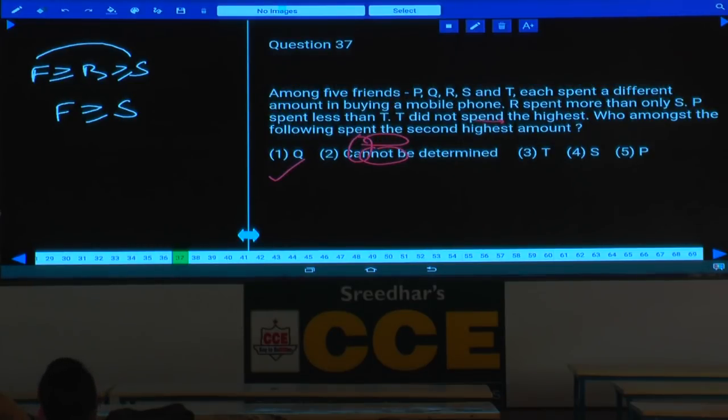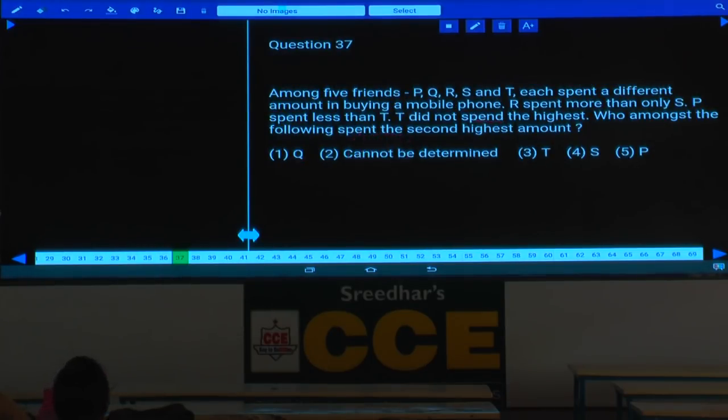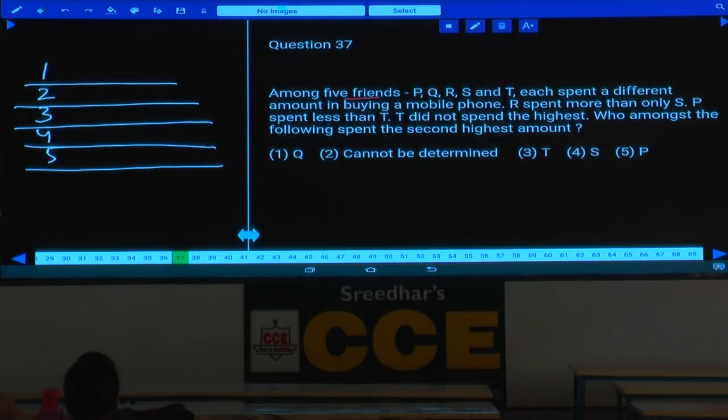Then question number 37. Now in this question number 37, among 5 friends, P, Q, R, S and T, each spent a different amount in buying a mobile. And so how many persons do we have? 5 persons, 1, 2, 3, 4 and 5. Now, what is the information here?